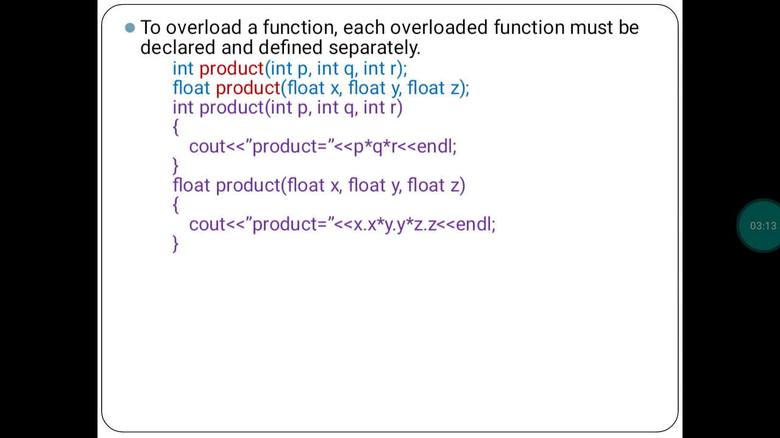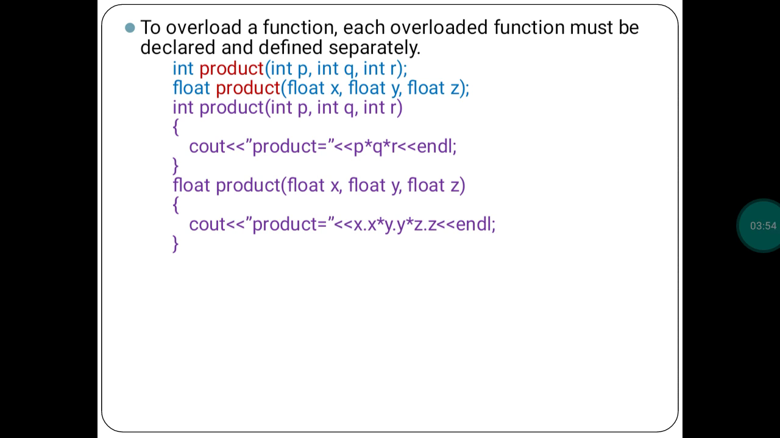For example, while inputting the marks, you can take int. While calculating the total marks, you can take int. But while calculating the percentage, you have to take float because your percentage may be a fraction. Your total marks are not a fraction, your subject marks are not a fraction. They are whole numbers. But whenever you calculate the percentage, you have to use float because the percentage may become a fraction also.